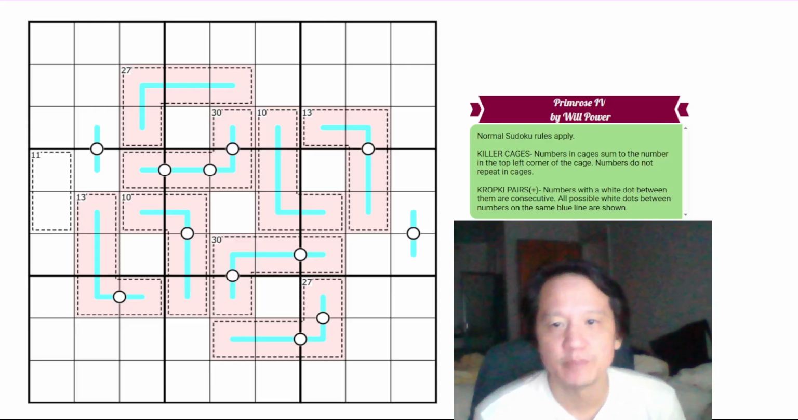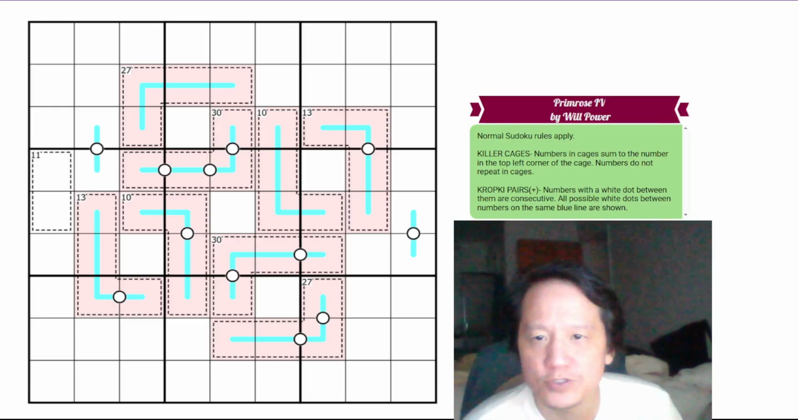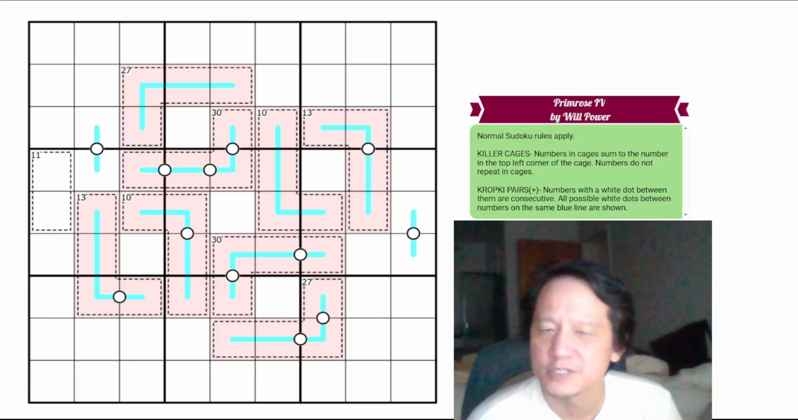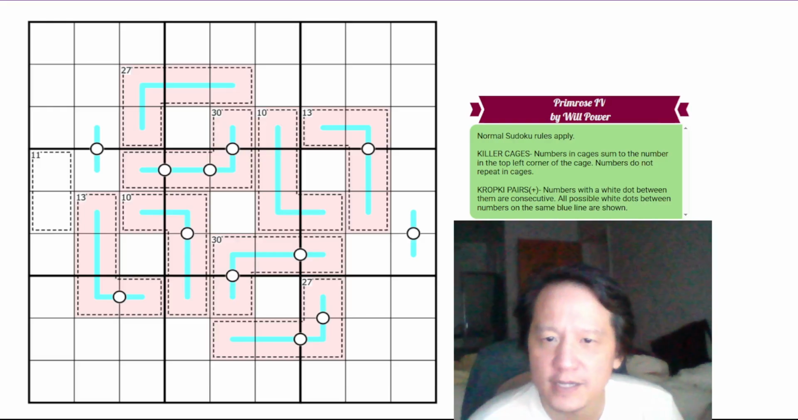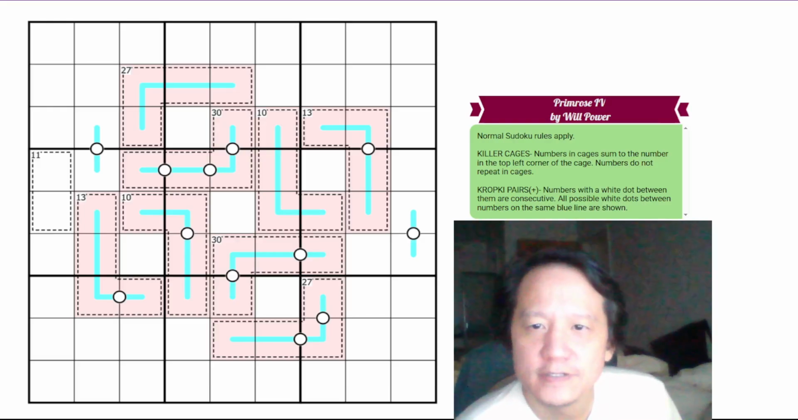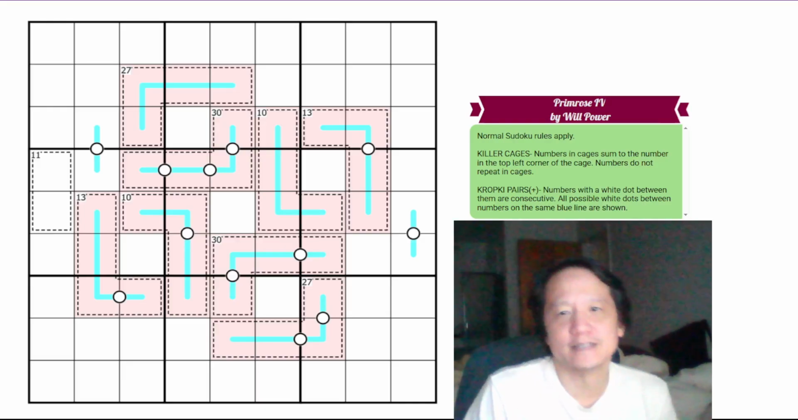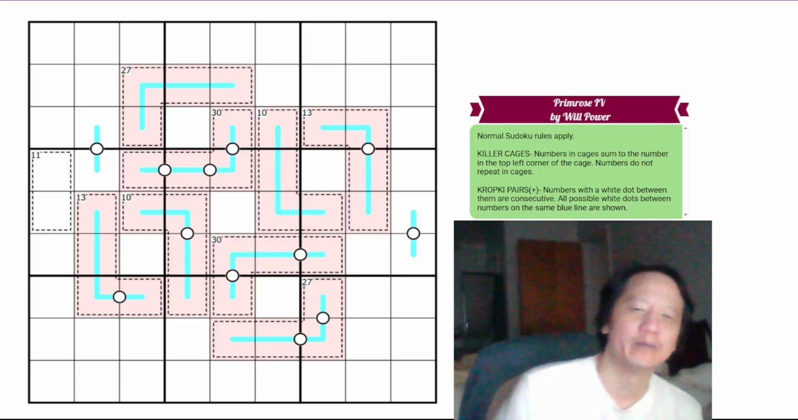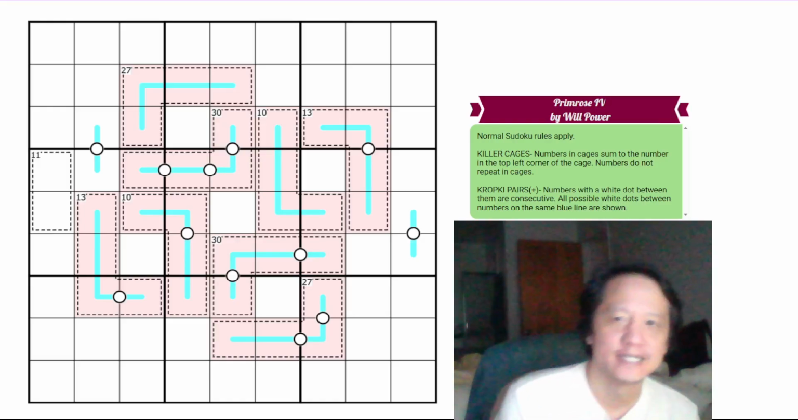Today's very easy puzzle is called Primrose, I think it's 4 or it's IV. I can't tell. Anyways, it's one of those and it's by Willpower, channel favorite.